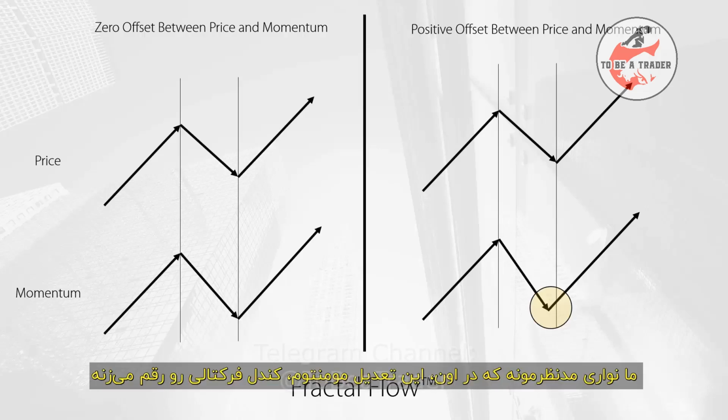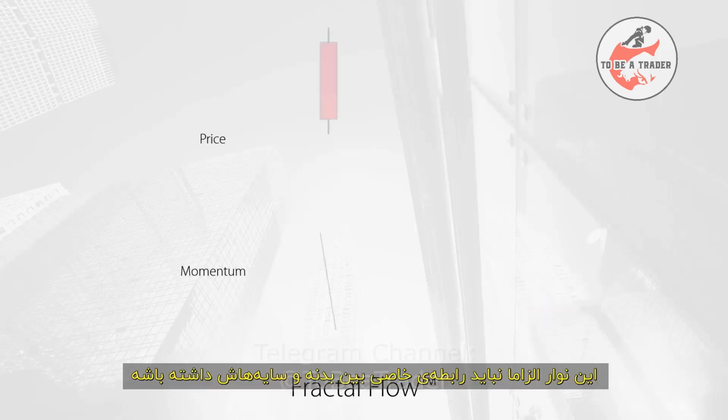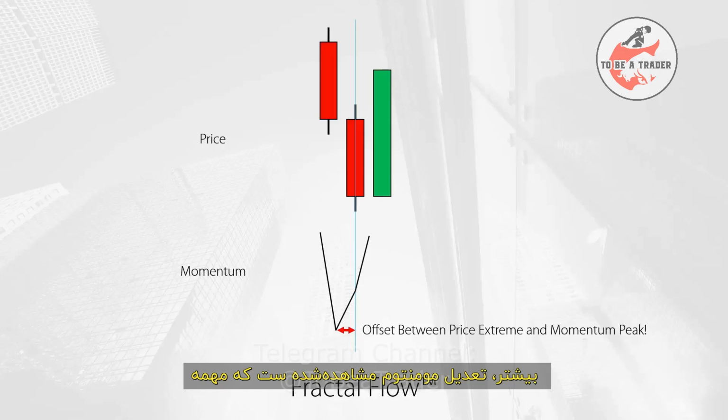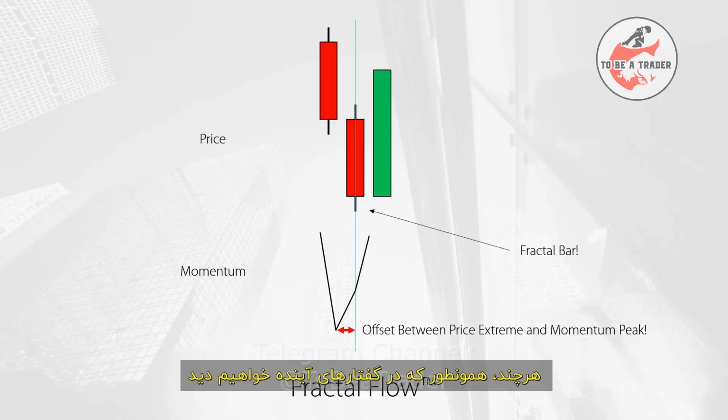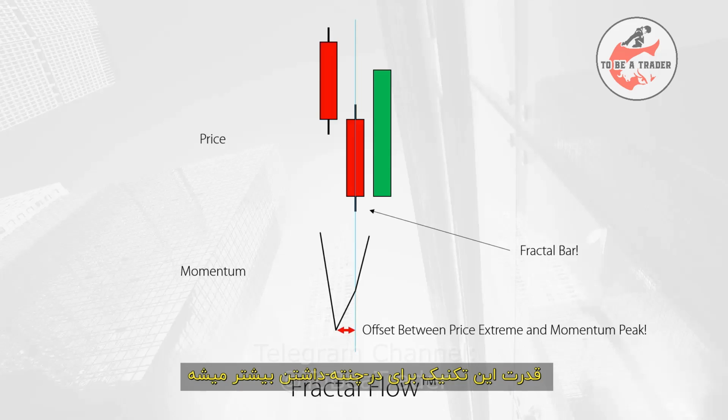We call the bar in which this momentum offset happens the fractal bar. This bar doesn't need to have a specific relationship between its body and tails necessarily. It's more about the momentum offset observed. However, as we are going to see in future lectures, if a fractal bar has some attributions that agree with the context of a hypothetical trade, it's an even more powerful technique to have in the arsenal.